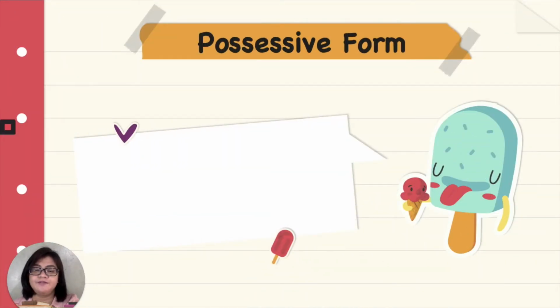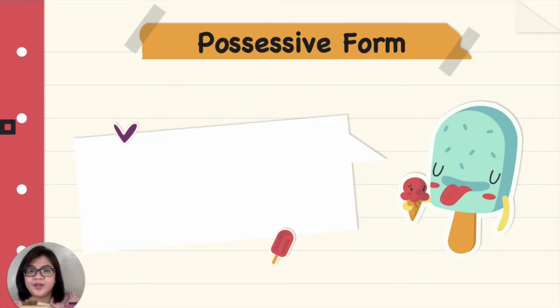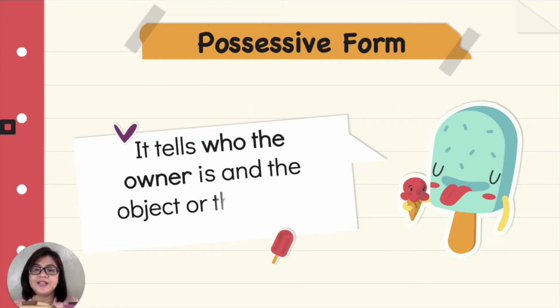Okay, so possessive form. The possessive form of nouns shows ownership. For example, when you look at the screen, you can see a blue popsicle holding an ice cream. So the popsicle owns the ice cream. So it shows ownership. Okay, for example, I'm wearing my eyeglasses. So this is mine, right? So I own these eyeglasses. When you say ownership, it's something that you have or something that you own. Okay? So it tells who the owner is and the object or thing that is owned.